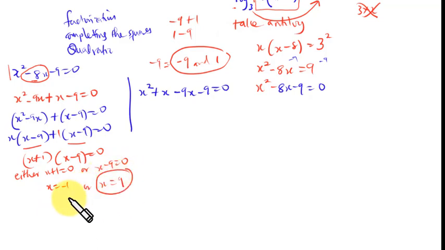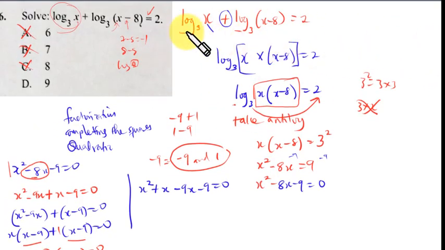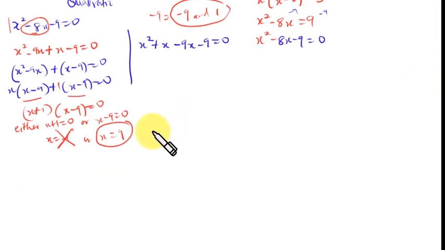And of course, this cannot be the correct answer because we have said that we cannot find the logarithm of a negative number. That is, if we put negative 1 here, we are going to have log negative 1 to base 3. That is not defined. So the correct answer is 9.